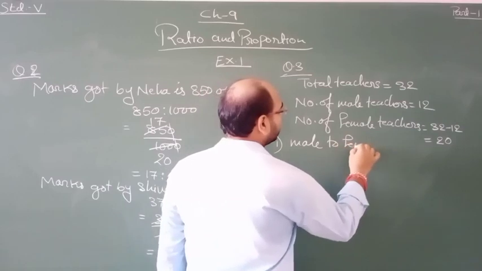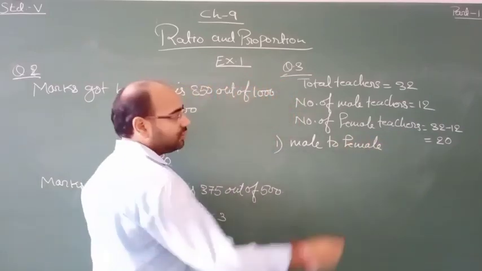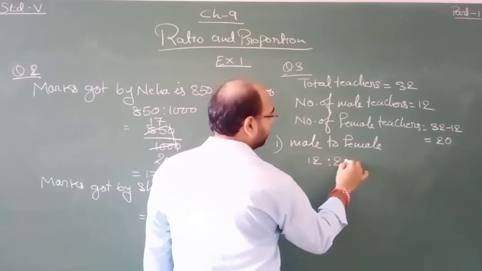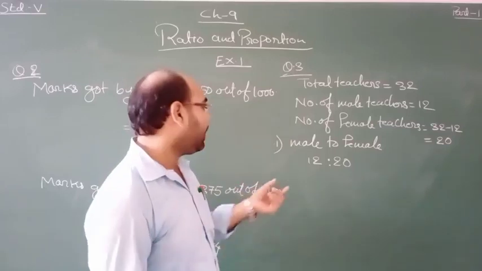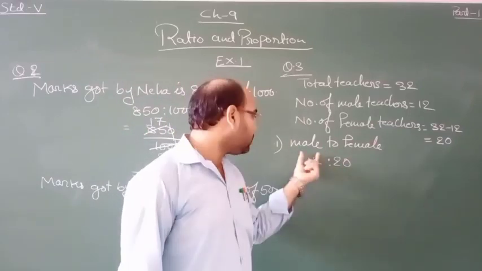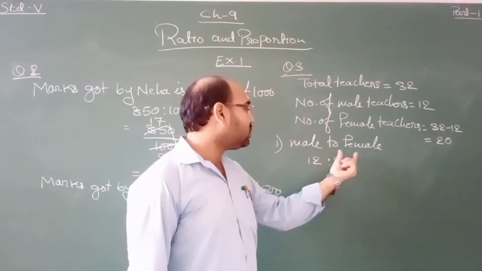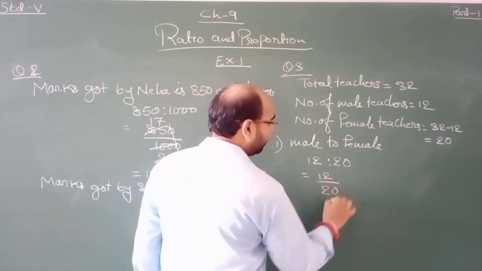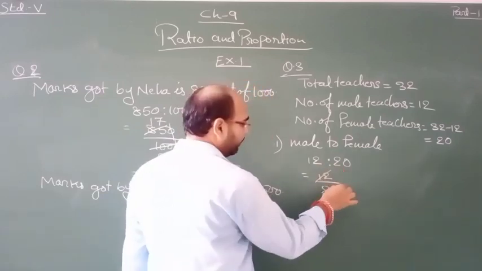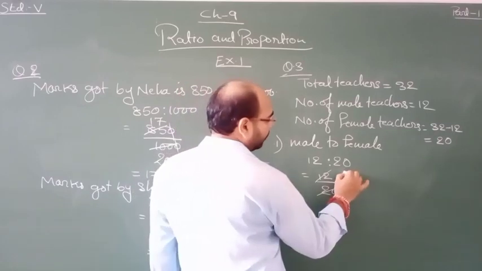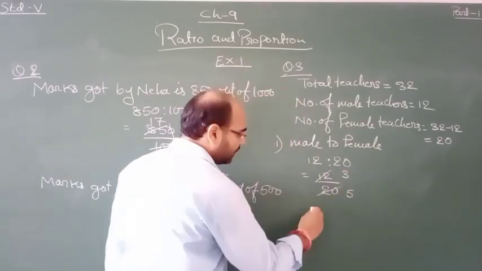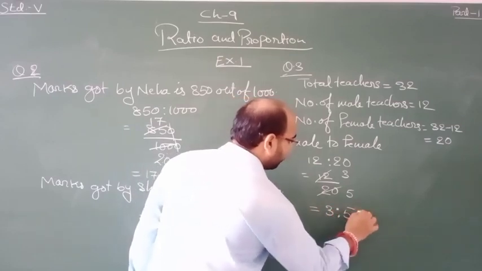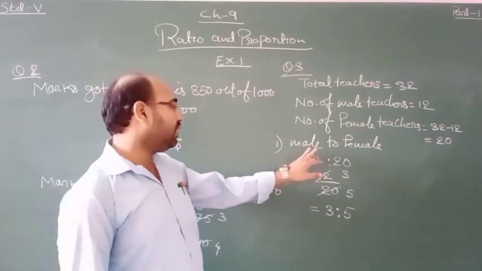Male to female. So male we are knowing how much it is? 12 and female is what? 20. अब यहाँ पे ध्यान क्या रखना है कि पहले मेल टू फीमेल बोला है. So first we have to write of male is to female, and then it will be equal to 12 upon 20. So here we can cancel, that is 4 3s are and 4 5s are. So the ratio we get, that is 3:5. इसका रेशियो मिला मेल टू फीमेल.